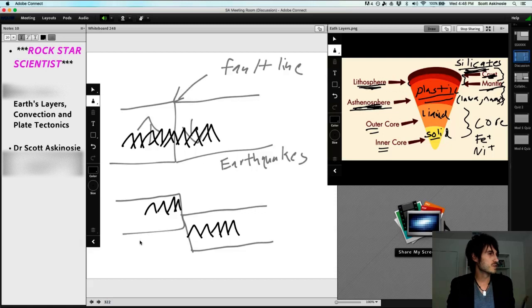Okay, so I think that's really it for plate tectonics, convection, and Earth's layers. At least as far as we need to talk about for today.